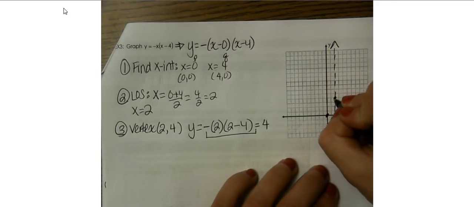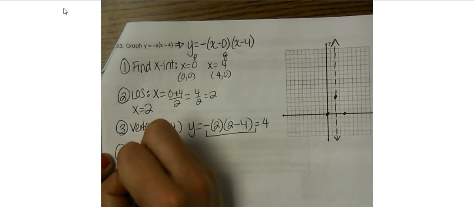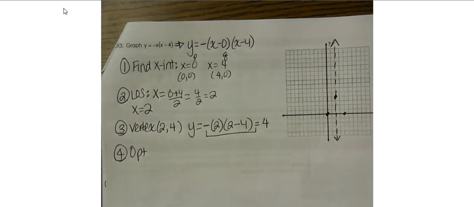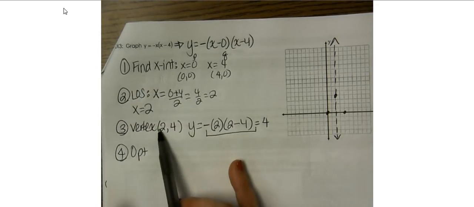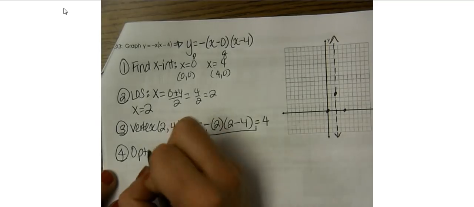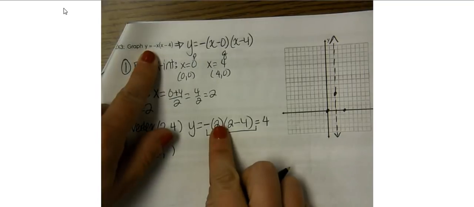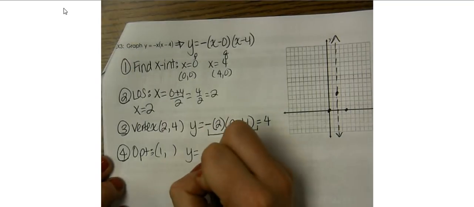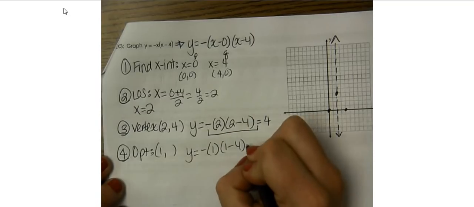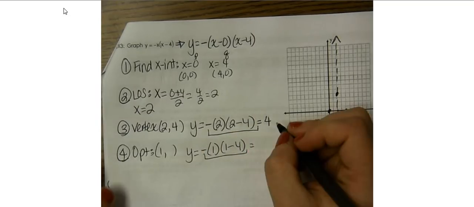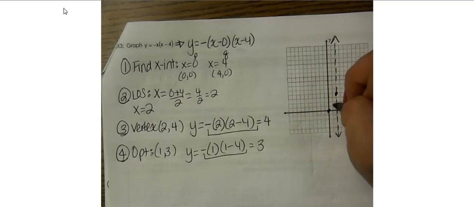Cool. Next, I need to identify an OPT and an RPT. So my other point, I cannot choose an x value that is 0, 4, or 2. So I need to pick something else that's easy. So I'm going to choose the number 1. And I'm going to plug 1 directly into my function. And I'm going to write y is equal to negative 1 times 1 minus 4. And if I put this expression into my calculator exactly as I see it, I'll end up with the number 3. So I'm going to plot 1, 3.